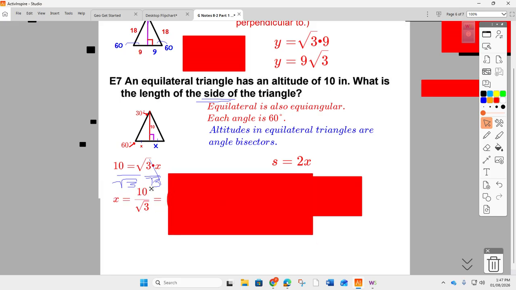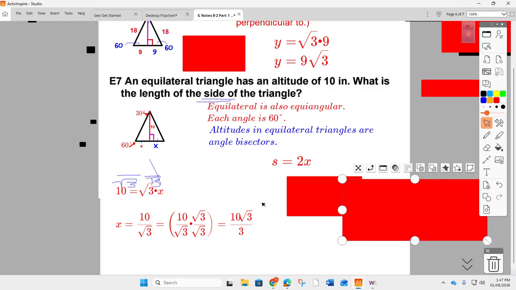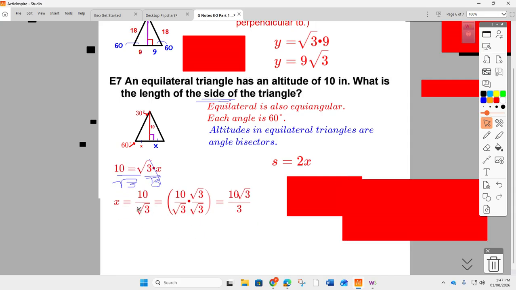I'm going to do the exact same thing we just did on the last problem. Now we're going to get the radical out of the bottom, so we multiply top and bottom by that square root. So 10 times the square root of 3 is 10 square root of 3. Square root of 3 times the square root of 3 is 9, so the square root of 9, which is 3.